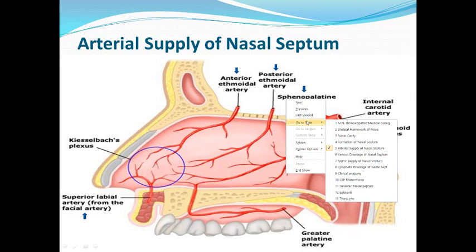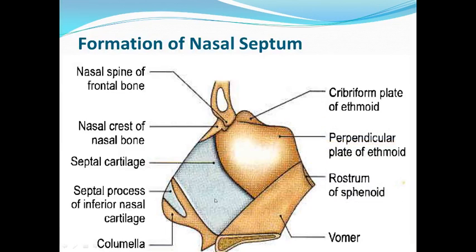Sorry, going back to the previous slide. Yes, so now this nasal septum, as I have already told you, is the median partition, but in the majority of people, this nasal septum is not placed medially but is slightly deviated to one or the other side, and this deflection is called deviated nasal septum, DNS, which will be discussed in the forthcoming slides of clinical anatomy.